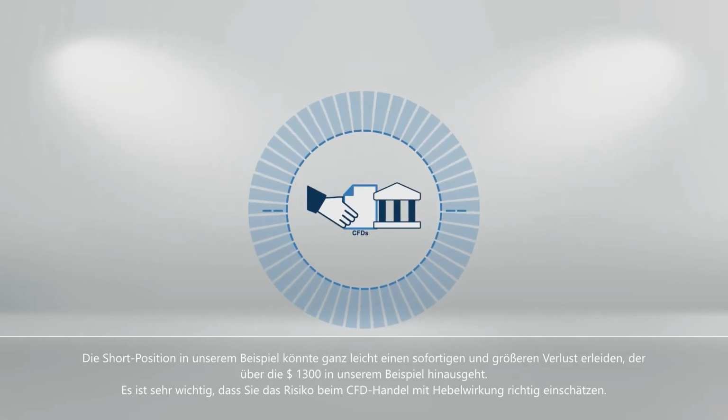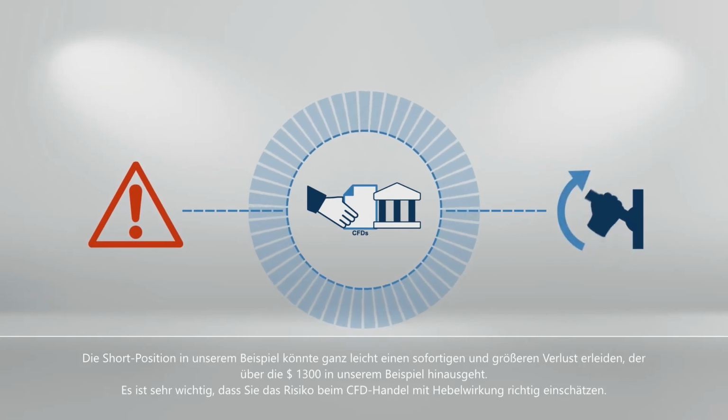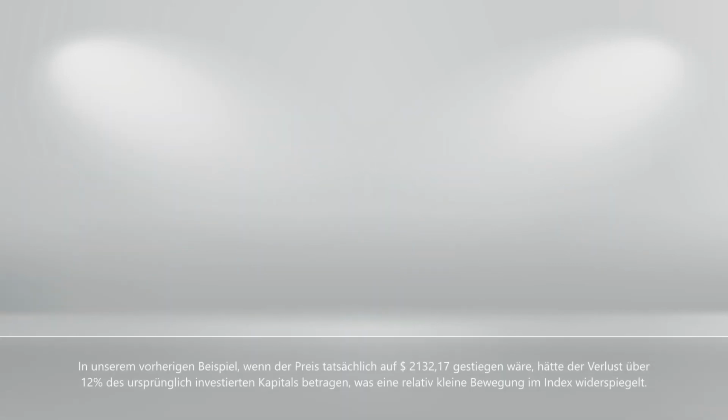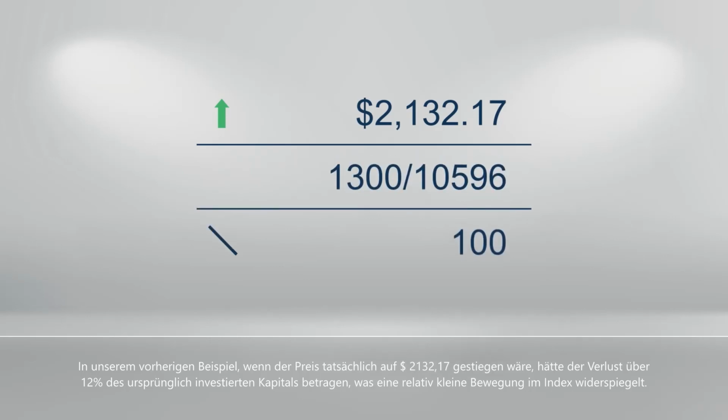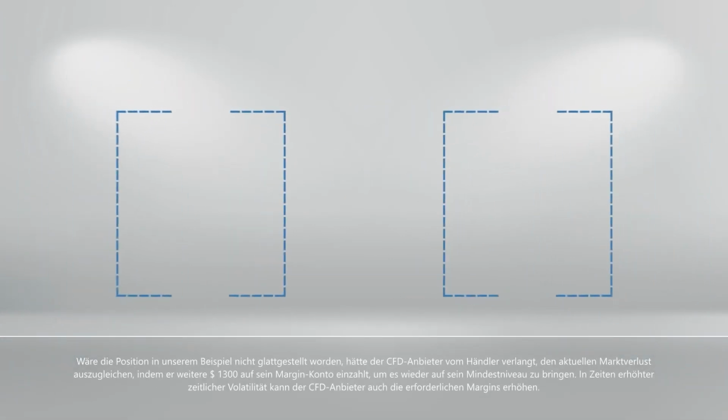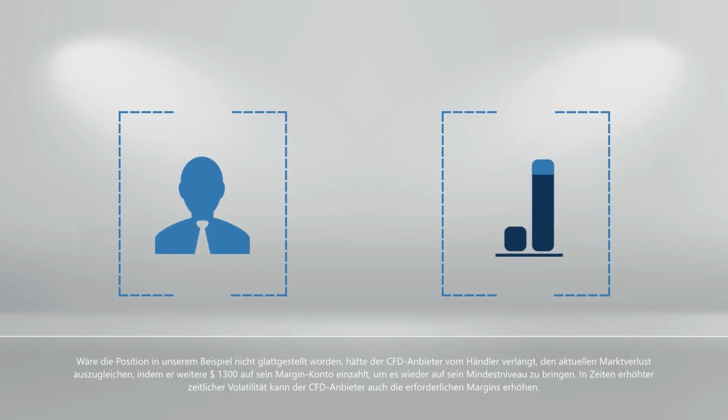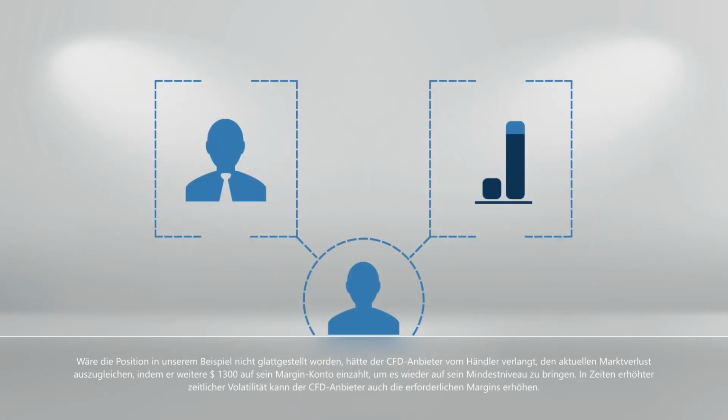It's very important that you appreciate the risks in leveraged CFD trading. In our previous example, if the price had indeed risen to $2,132.17, the loss would have been over 12% of the original capital invested, reflecting a relatively small move in the index. If the position in our example had not been squared, the CFD provider would have required the trader to make good the current mark-to-market loss by depositing a further $1,300 into their margin account to bring it back up to its minimum level.